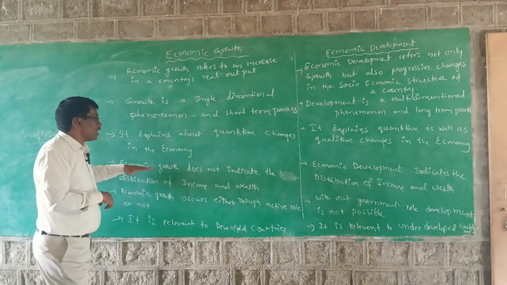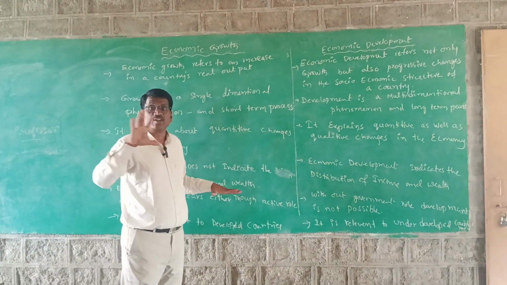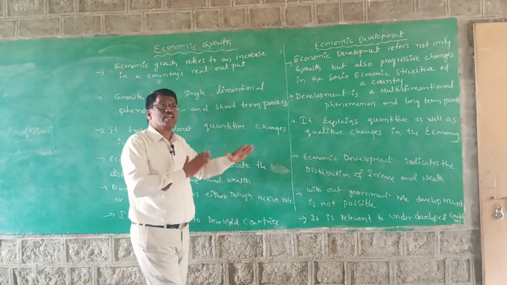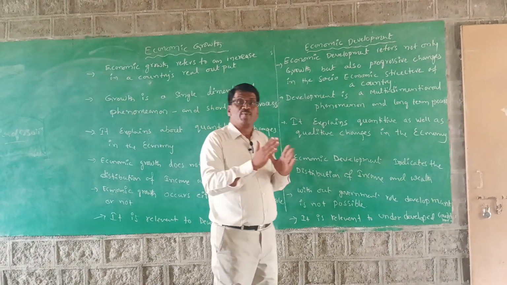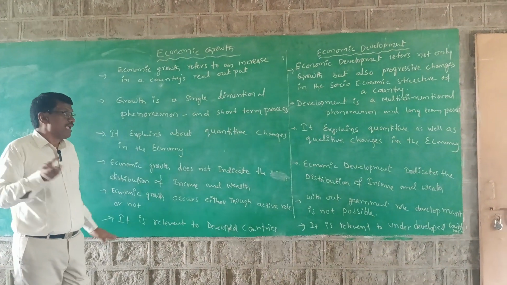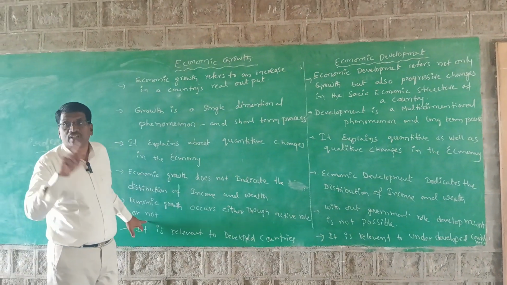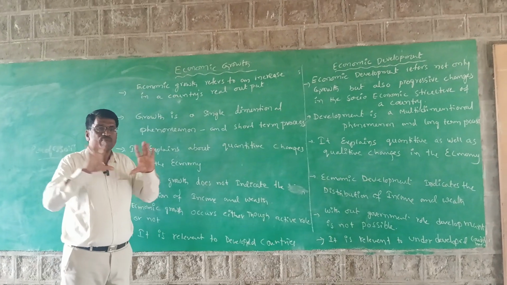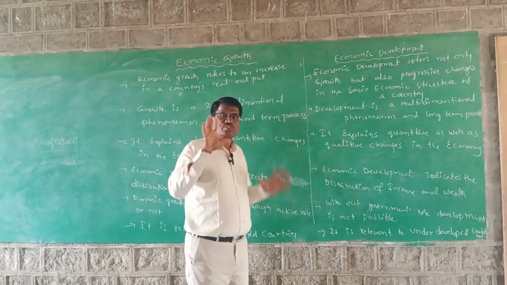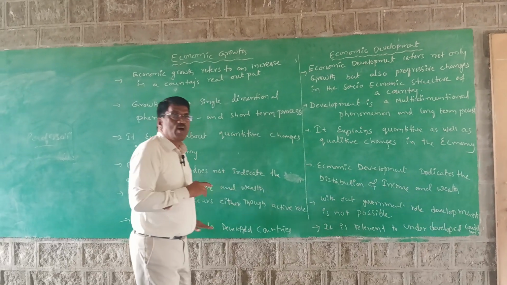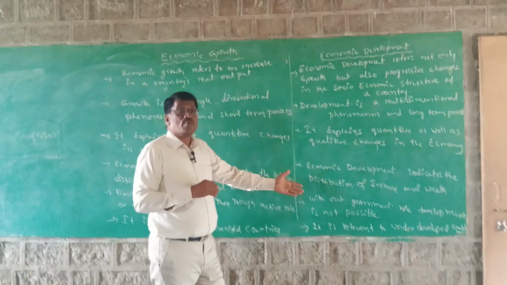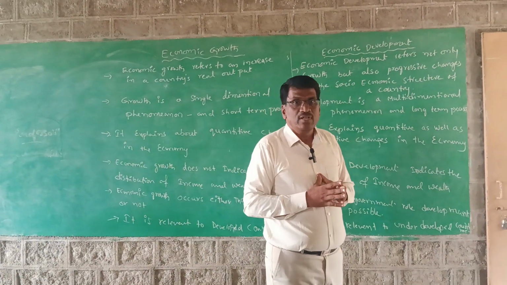And next, economic growth does not indicate the distribution of income and wealth, but development indicates the distribution of income and wealth. In economic growth, the active role of government may or may not occur. Government role is not compulsory, but in development, government role is very, very important. Economic growth refers to developed countries. Economic development refers to underdeveloping countries.